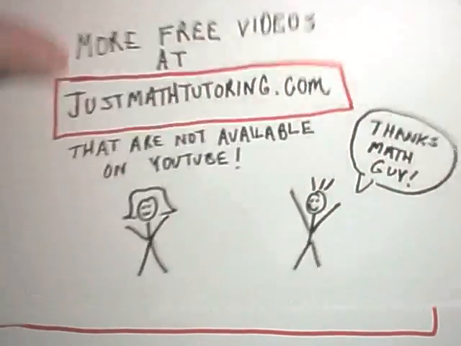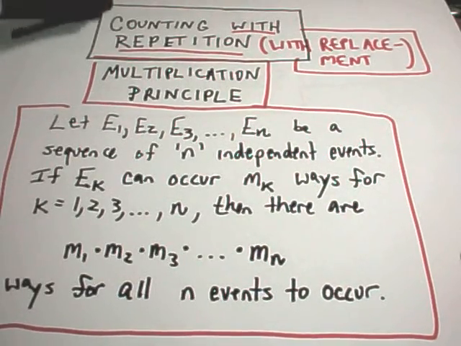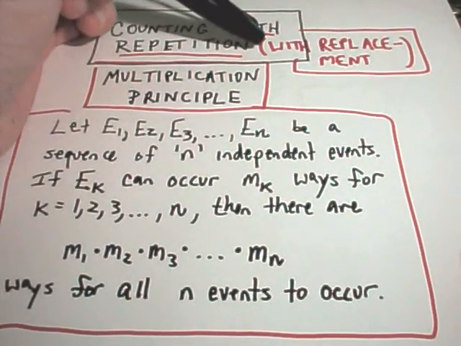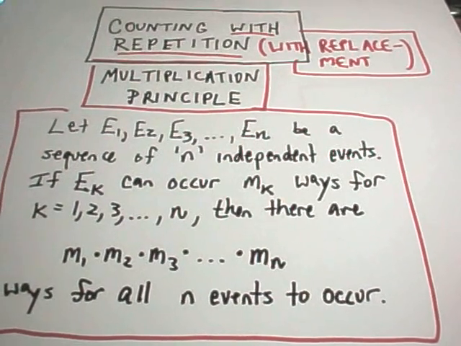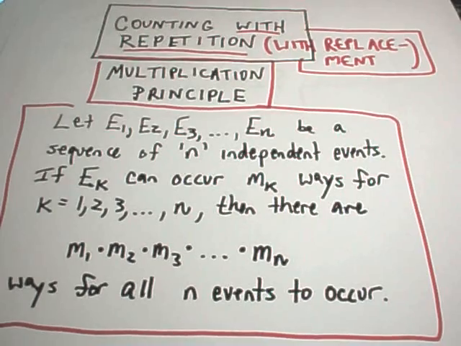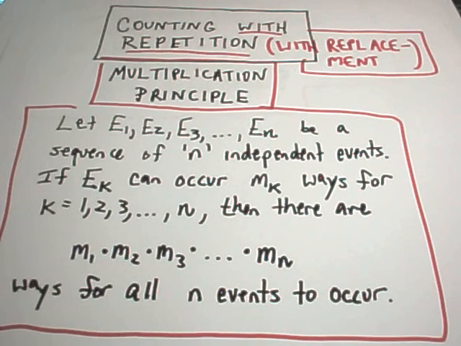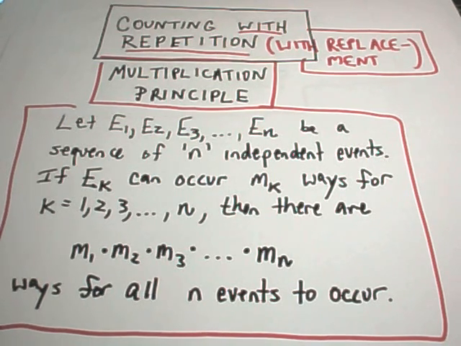Alright, in this video I'm going to talk about counting with repetition, or you can think about it as counting with replacement. So something that happens the first time can, in a sense, happen the next time. That's the idea. The basic idea we're going to use is what's called the multiplication principle, and this is just a very fundamental idea when it comes to counting the number of ways that something can happen.